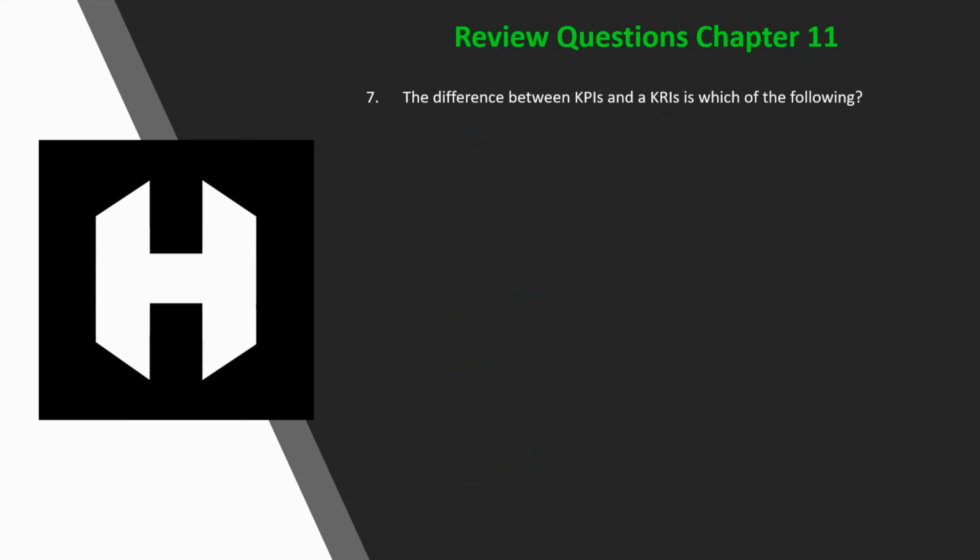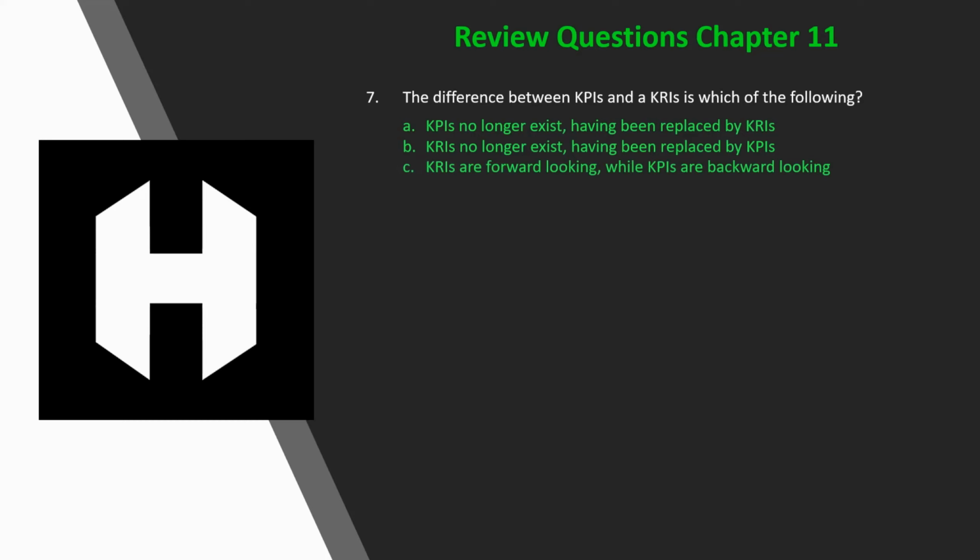Question 7. The difference between KPIs and KRIs is which of the following? A, KPIs no longer exist, they've been replaced with KRIs. B, KRIs no longer exist and they've been replaced with KPIs. C, KRIs are forward-looking while KPIs are backward-looking. Or D, there is no difference between KPIs and KRIs. If you said C, KRIs are forward-looking while KPIs are backward-looking, you would be right.